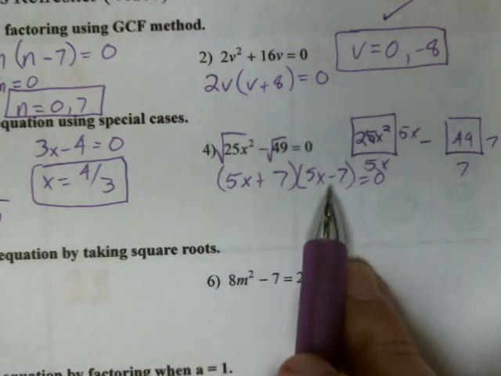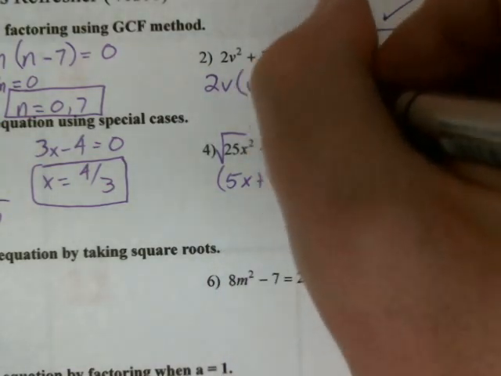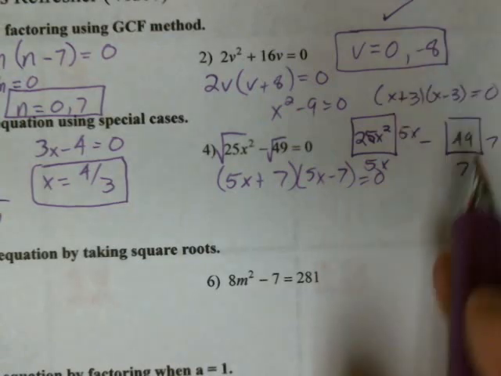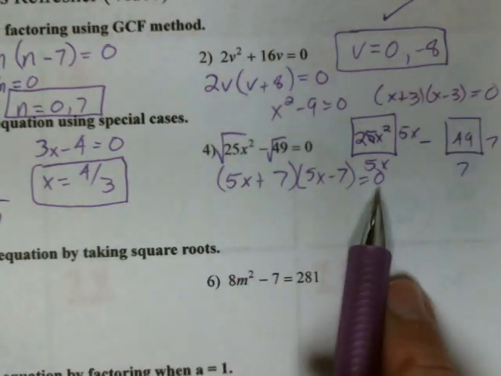So I've got 5x plus 7, 5x minus 7. If I had x squared minus 9 equals 0, that would just factor as x plus 3 times x minus 3. Okay. Now, how do you actually solve this? You got to set these equal to 0.